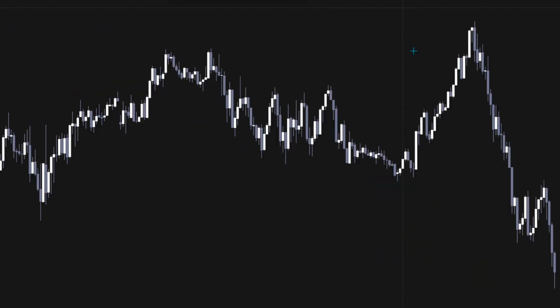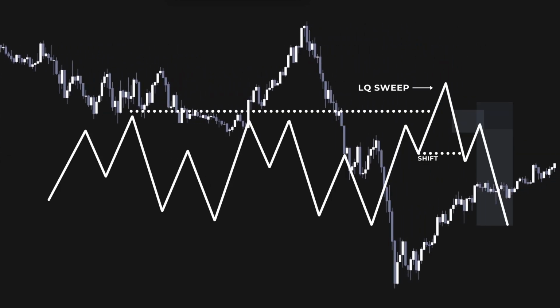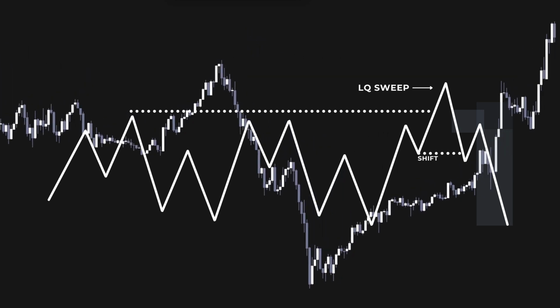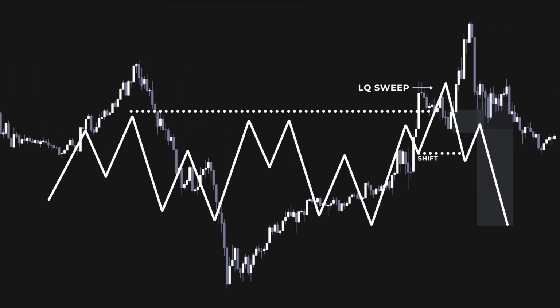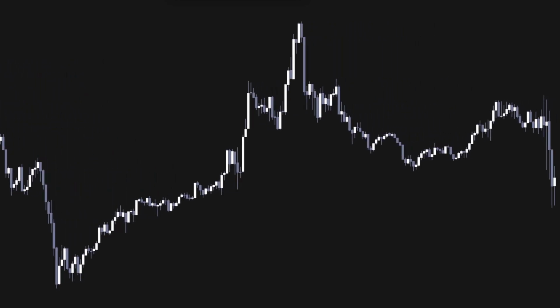Now, we don't need to focus on every high or low in the market, we simply just need to wait for a liquidity sweep, then ideally a shift in anticipated direction, and then we look to react and look to trade, rather than trying to predict which liquidity is going to be swept.